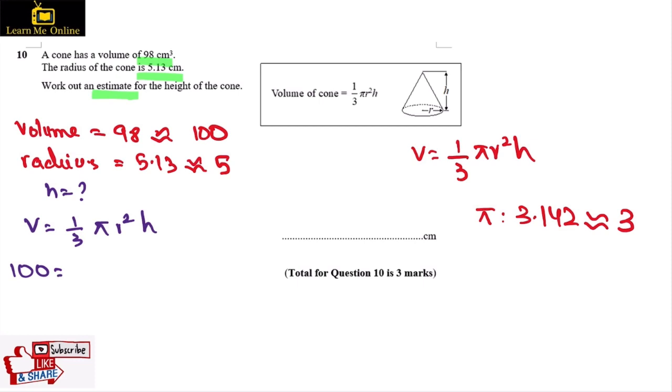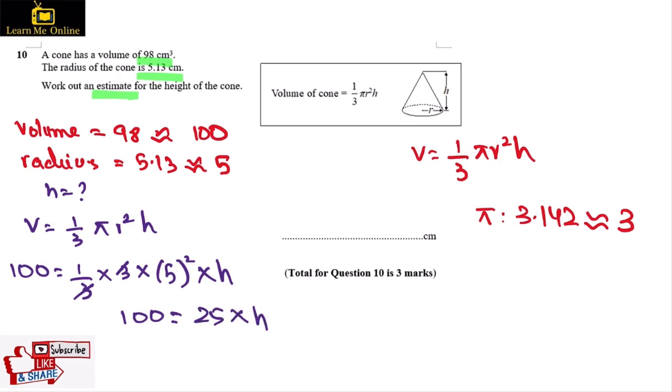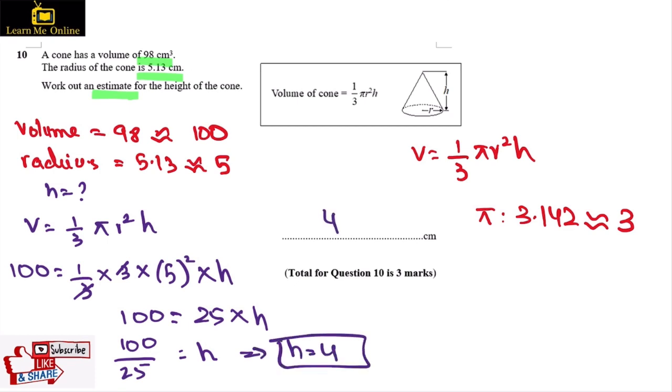So this is 100. This is 1/3 times 3 times 5 squared and then times h. So this 3 and this 3 would simplify. We'll be having 100 equal to 25 times h. The inverse of multiply is divide, so it would be 100 divided by 25 equals h. And then you see that how many 25s make 100 would be 4. So the height of the cone would be 4 centimeters.